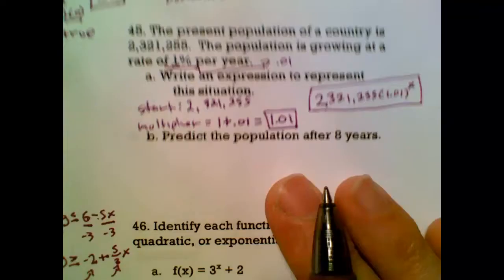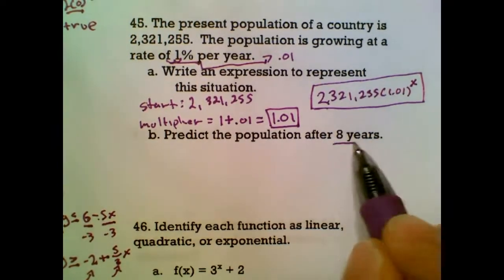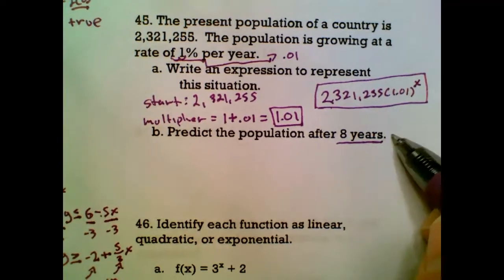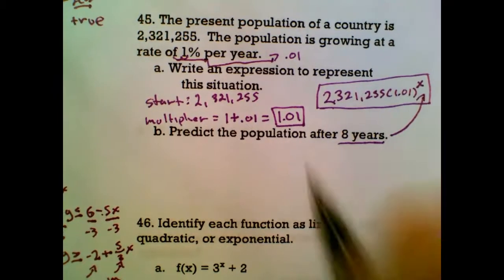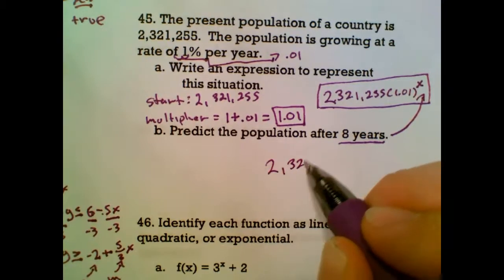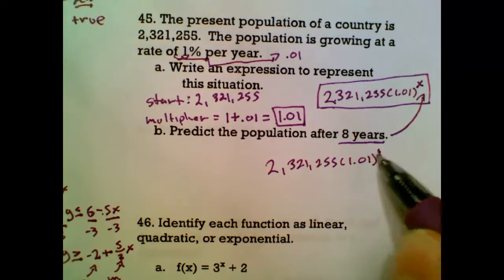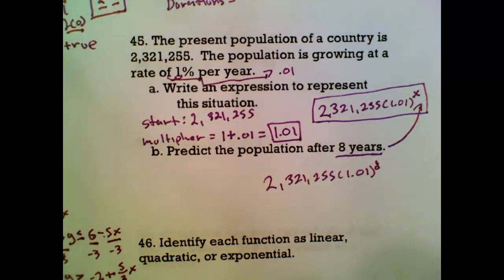So the next problem says, okay, now you got your expression, predict the population after 8 years. Well, that's your duration right there. They just gave it to you now, finally. So really, we just have to take this and put it into there. So let's just rewrite this as 2,321,255 times 1.01 to the 8th power. I'll just plug that in the calculator and see what it gives us. So 2,321,255 times 1.01 to the 8th power.